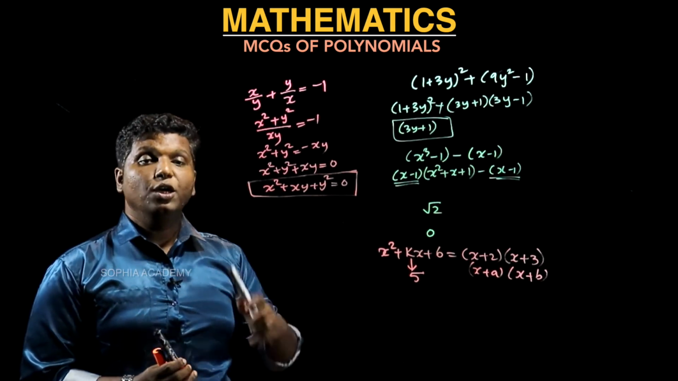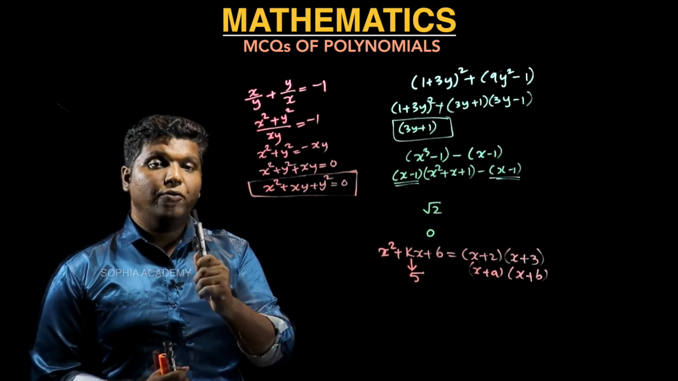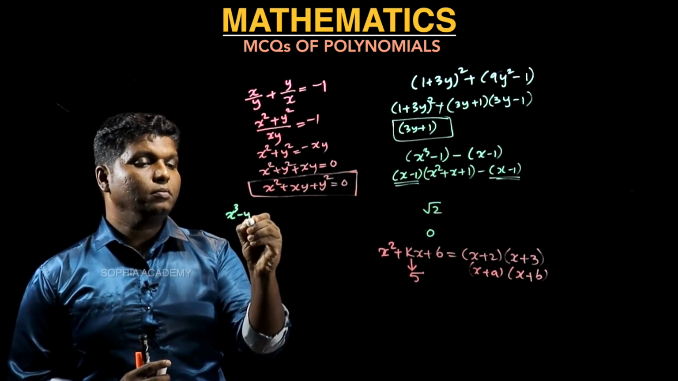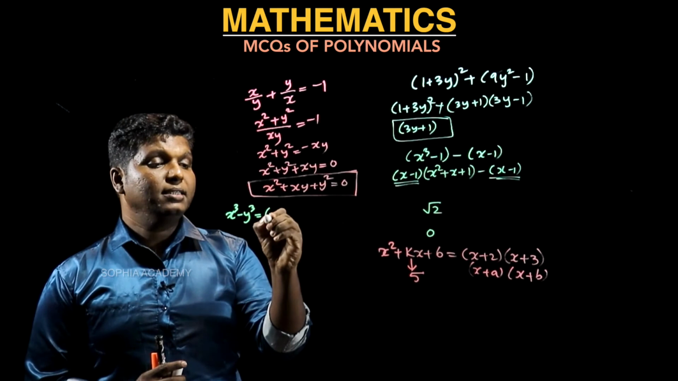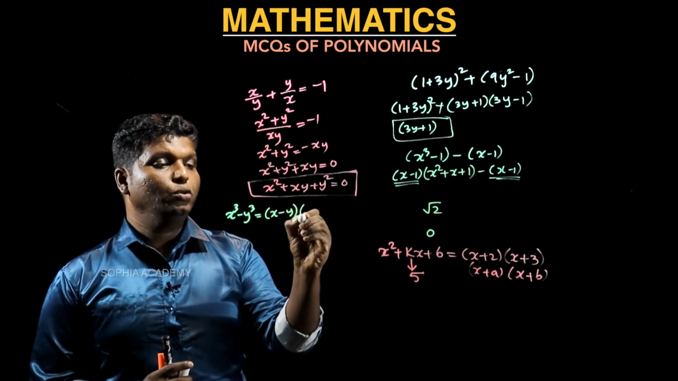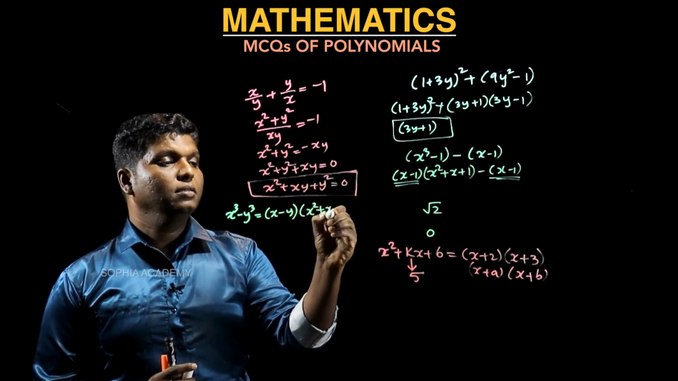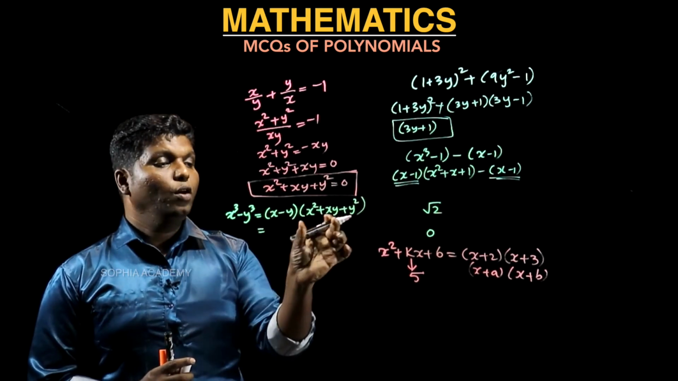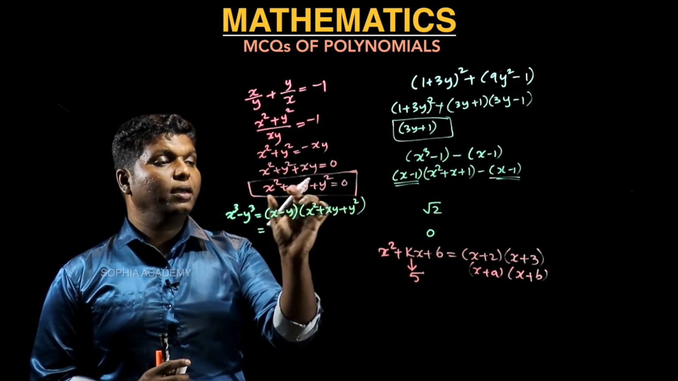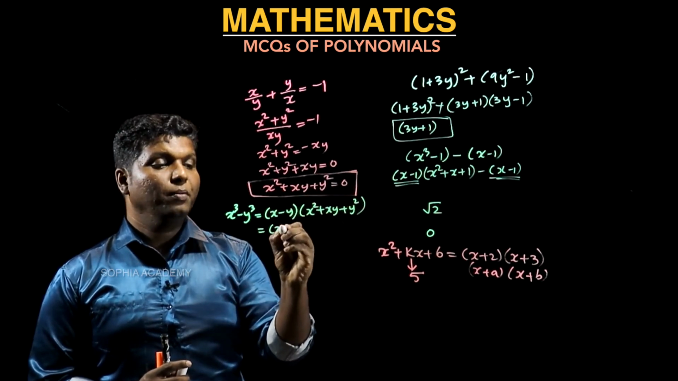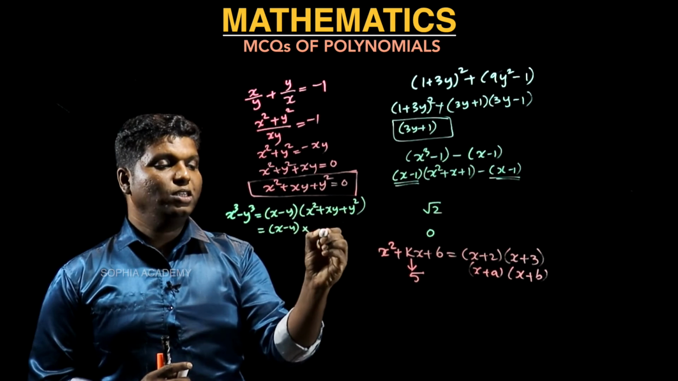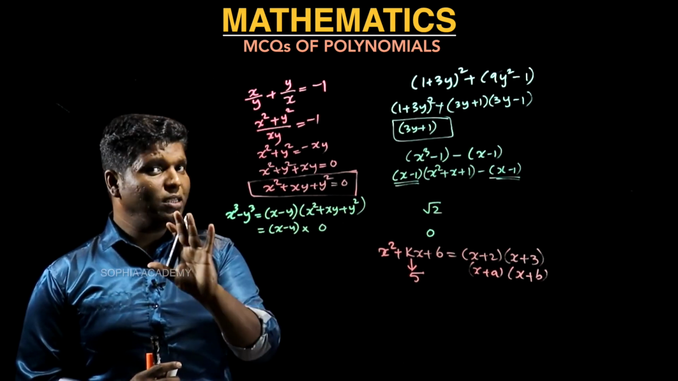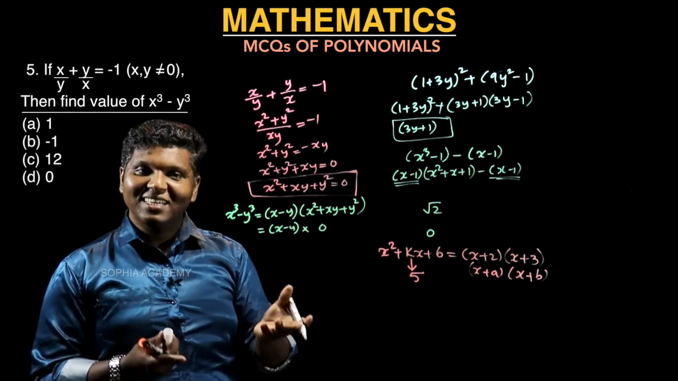What you have to find? You have to find the value of x cube minus y cube. What is x cube minus y cube? That is x minus y into x square plus xy plus y square. Now tell me, what is x square plus xy plus y square? That is 0. So this will become x minus y into 0. Any number multiplied by 0 is 0 itself. So your answer is 0.